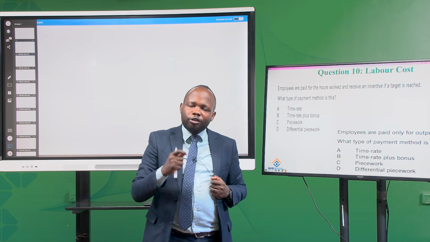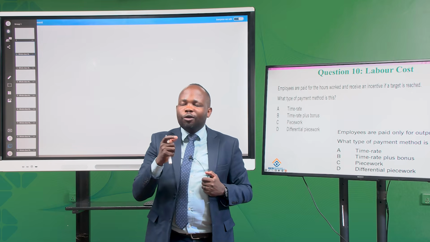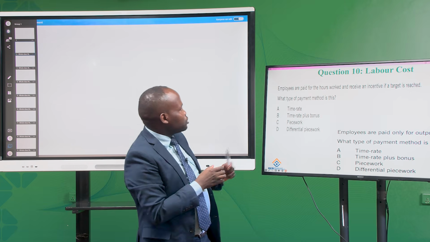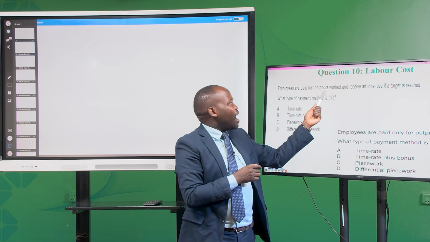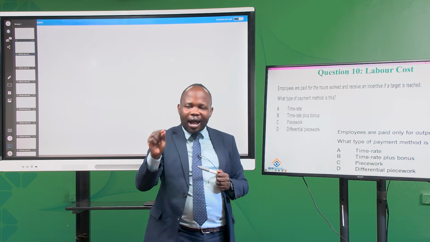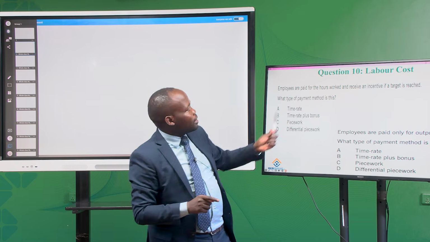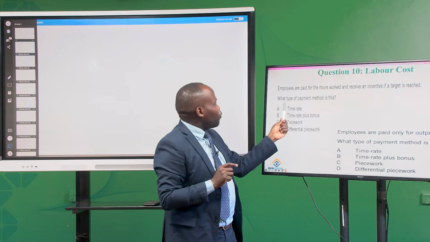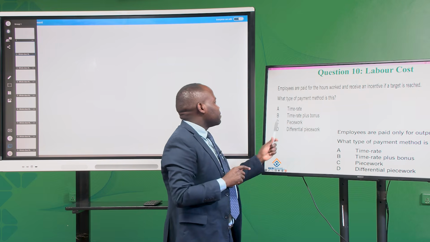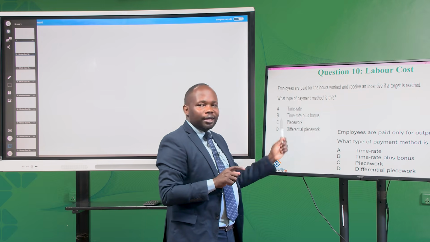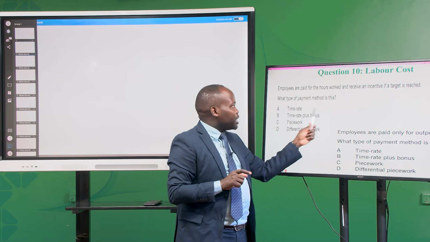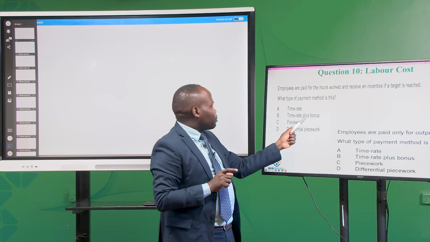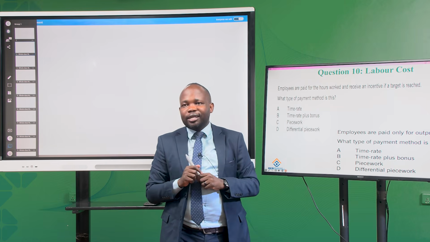To motivate you to work harder, there is always an incentive, or what is called a bonus. So employee is paid for the hours worked. Hours worked is time-based. But there is also an incentive, which is called a bonus. So what type of payment is this? Is it a time rate? Yes, hours worked is time rate, but there is a bonus. So B, time rate plus bonus. That is the correct answer.